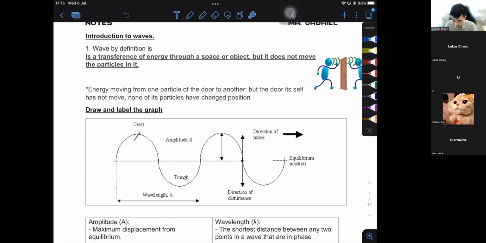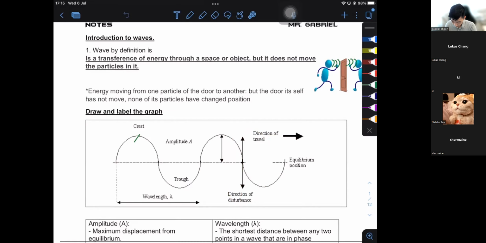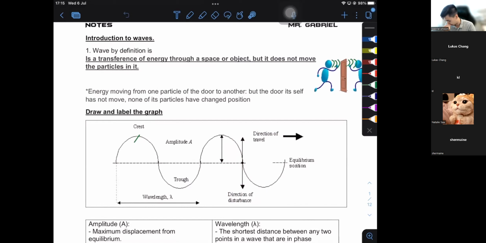And at the bottom here, it is essentially a more beautifully drawn diagram of what you should be drawing right now. You have the crest, the trough, the amplitude, the wavelength, and the equilibrium position. You can ignore this part, guys, because this is something that we'll add on later. So just ignore this for now. But everything else, copy down right now.